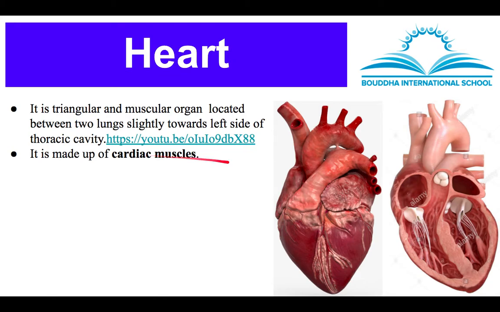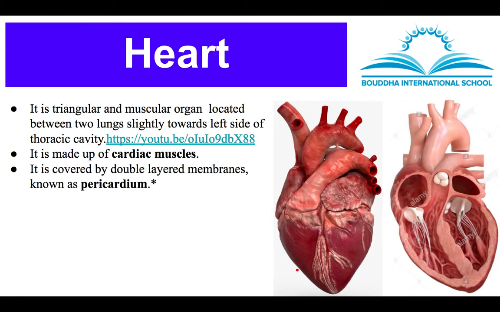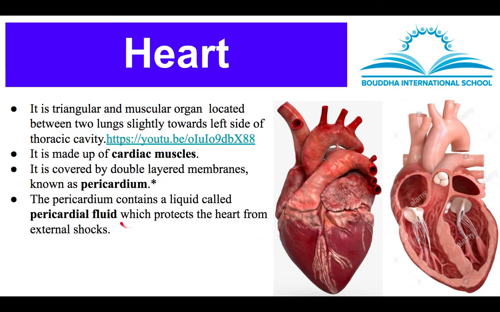And it is covered by a double layer membrane that is called pericardium. And this pericardium contains a kind of fluid. Since it is a double membrane, between the double membrane there is a space present, and that space is filled with the fluid called pericardial fluid. And this pericardial fluid protects the heart from external shock. It means that if something hits from outside, that shock will not reach the heart because it is surrounded by the fluid known as pericardial fluid.